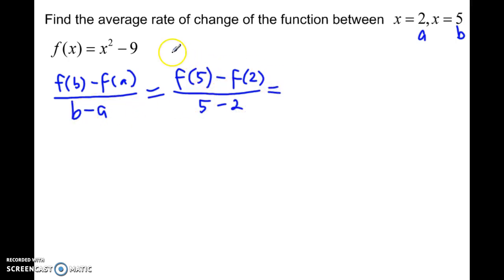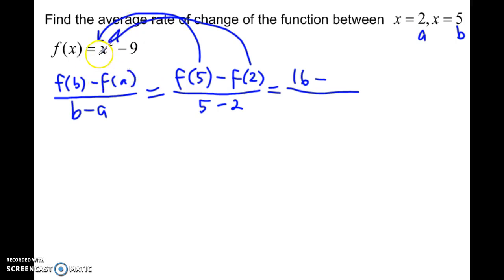So how do I find f of 5? Well, we got the function there. Can't we just plug in 5 right there? So that'd be 5 squared minus 9. 25 minus 9 is 16. Minus f of 2, let's plug that in for x. So that'd be 2 squared, 4 minus 9 is negative 5, all over 3. 16 minus negative 5 is like 16 plus 5. And so we have 21 over 3, which is 7. So the average rate of change of this function is 7.